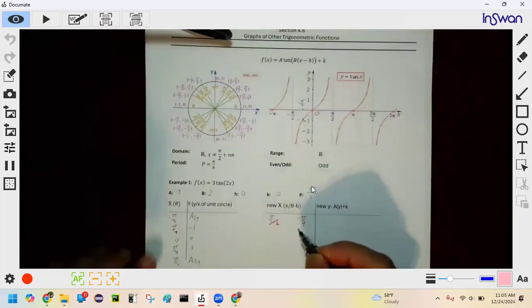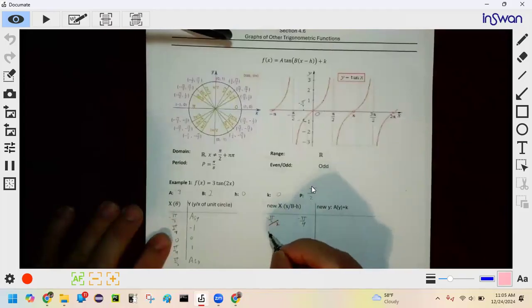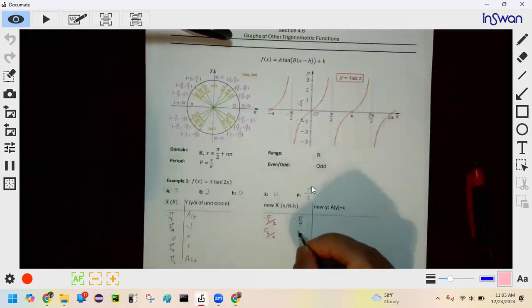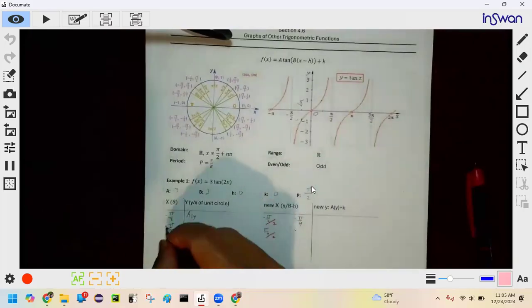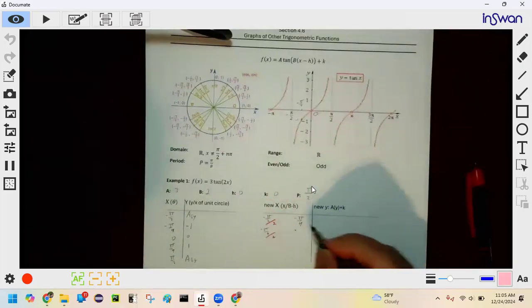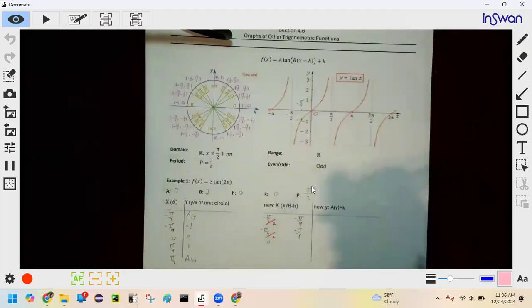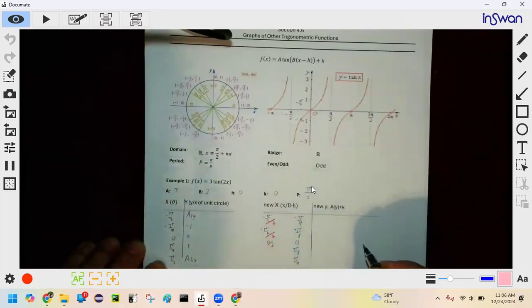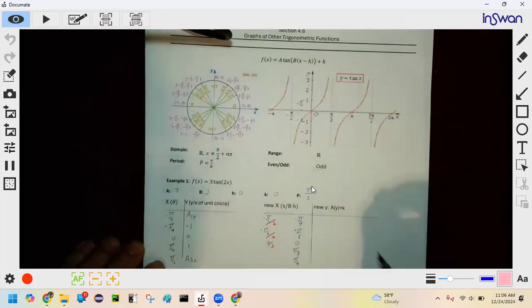That's our first coordinate. All right, pi over 4 divided by 2, pi over 8, negative pi over 8. Negative pi over 8. 0 divided by 2 is just 0. And then pi over 4 divided by 2 is pi over 8. And pi over 2 divided by 2 is pi over 4. So those are going to be our coordinates right there.